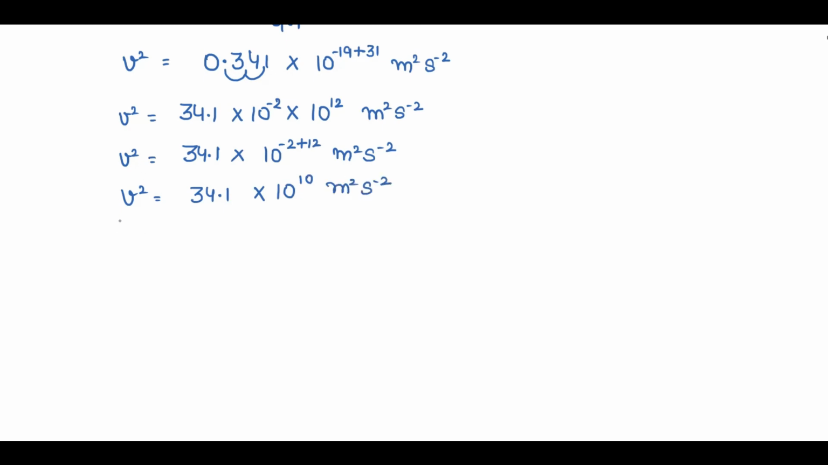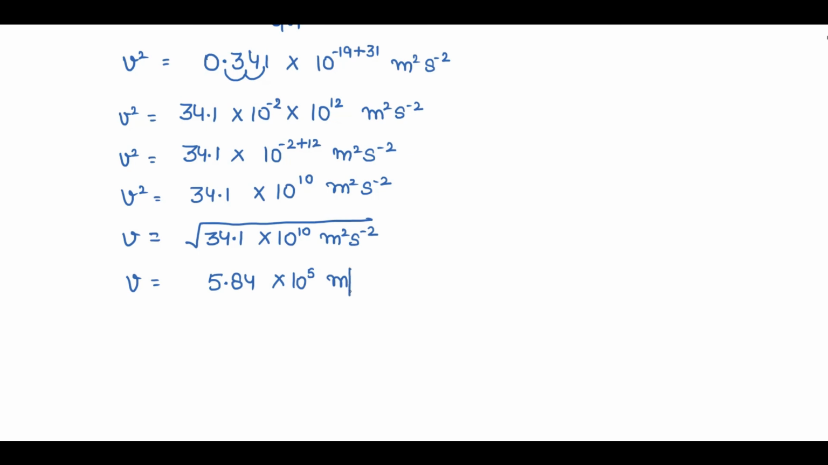Now to solve this square, we'll take the square root on both sides, right? Here we have a square, so definitely the square root cancels with this square, and you will have the square root on the other side. So it will be the square root of 34.1 into 10 raised to power 10 meter square second inverse square. When you solve the square root of this, it will be v equal to 5.84 into 10 raised to power 5 meter per second.